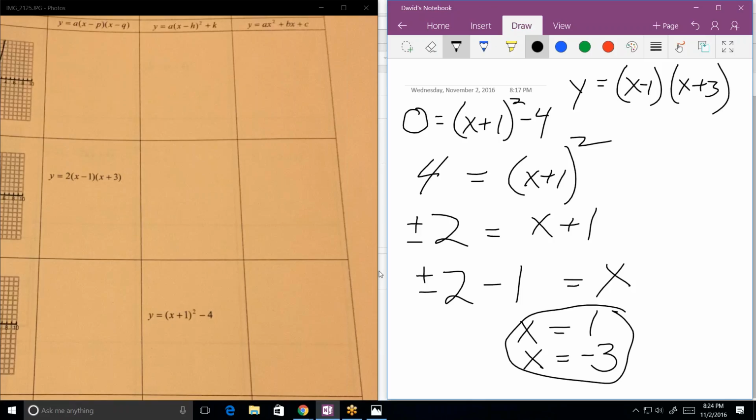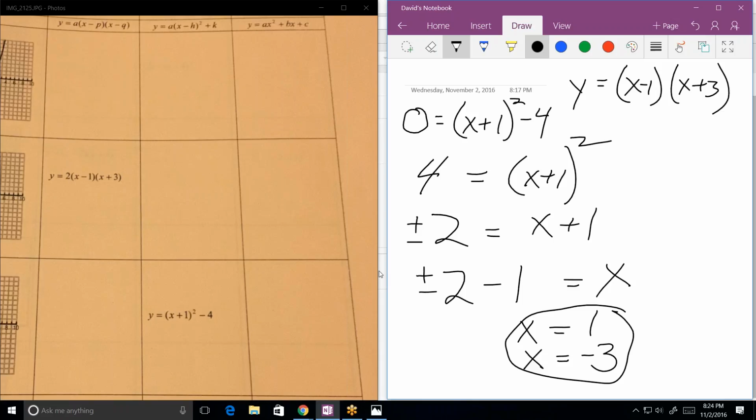If you know A already. If you didn't know A, then we'd have to solve for A. But we know A, and this A is the same in all three. Which I'm not sure I knew that before. So when you know A, you know it for this one also. So once you solve for the intercepts, that's all you have to do. Notice how similar it is to that one. That's x minus 1 times x plus 3, only it's got a 2 as a.